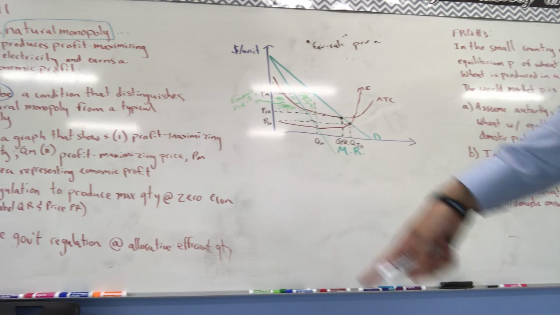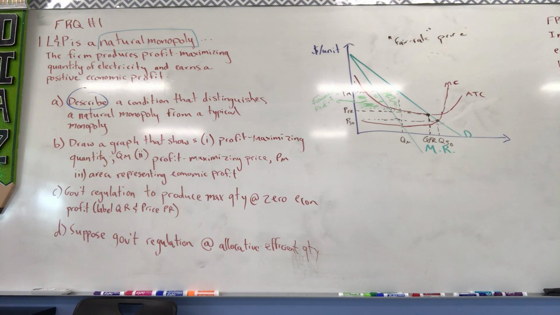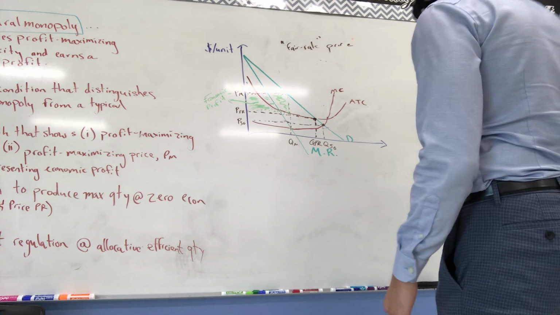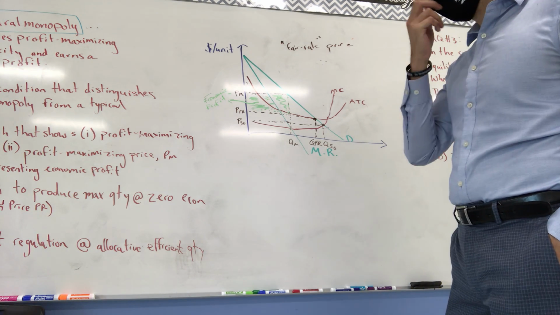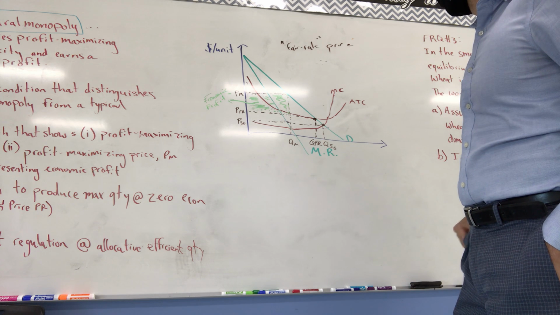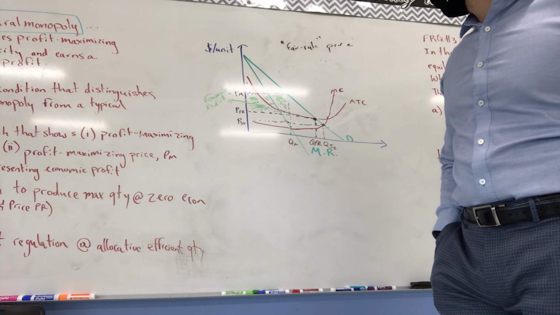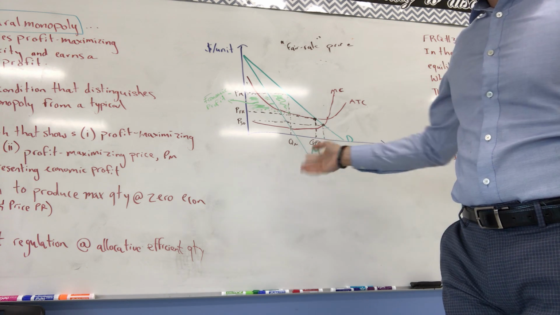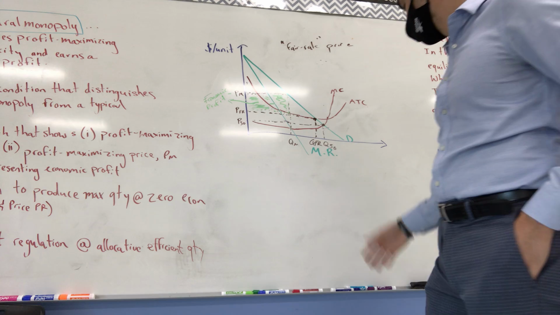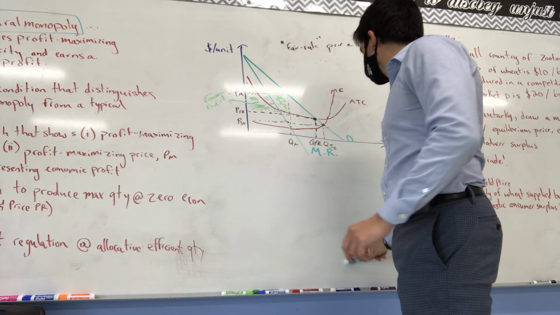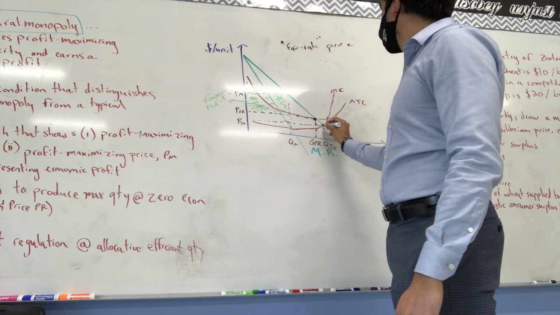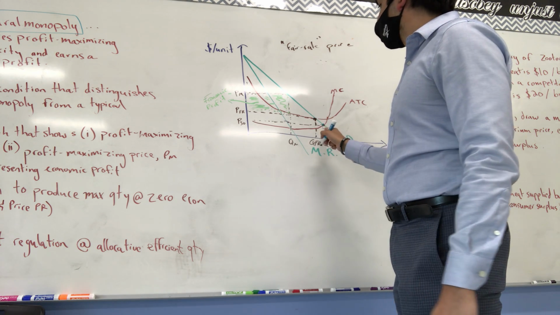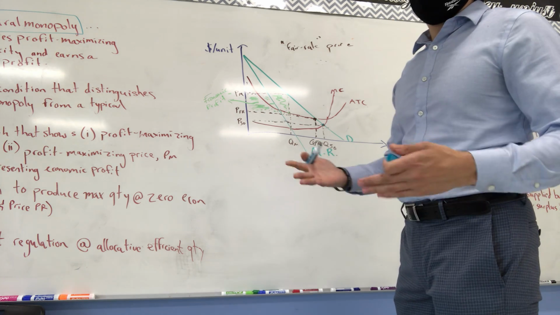And then finally in D, it asks you about government regulation at the allocatively efficient quantity. So what if government set a price ceiling at the allocatively efficient point? Would the monopolists be willing to supply the electricity at that allocatively efficient point? Well, first we have to find the allocatively efficient point. It's going to be the point at which the marginal cost curve intersects the demand curve.